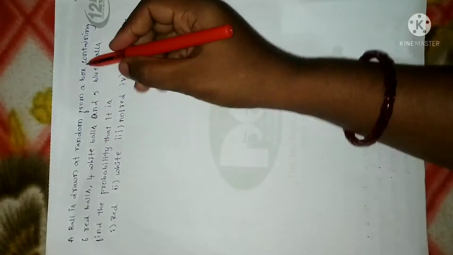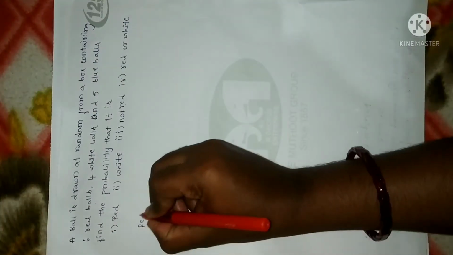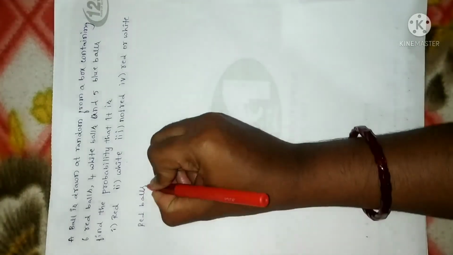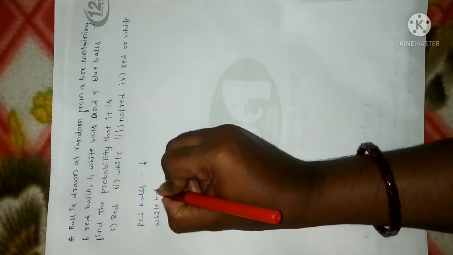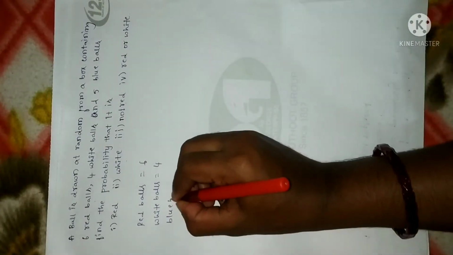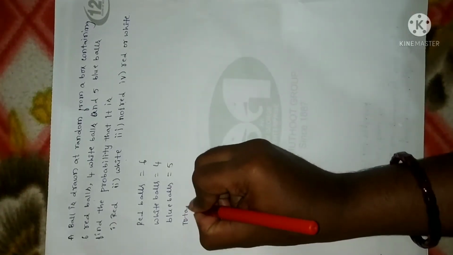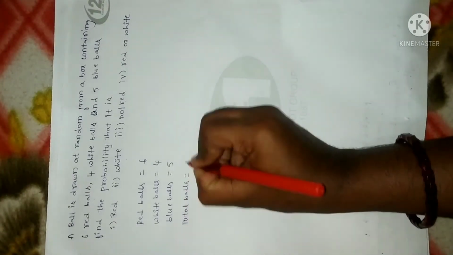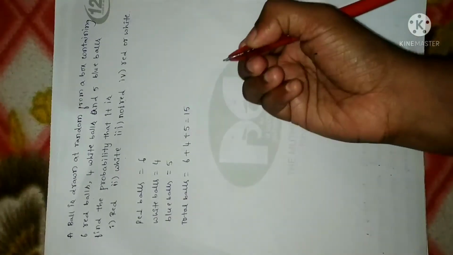A ball is drawn at random from a box containing 6 red balls. Fine. So red balls is 6. Again, the number of white balls is 4, and 5 blue balls. So blue balls is given, it is 5. Total number of balls, let me find out. Total balls will be 6 plus 4 plus 5. So it is 15. Fine.